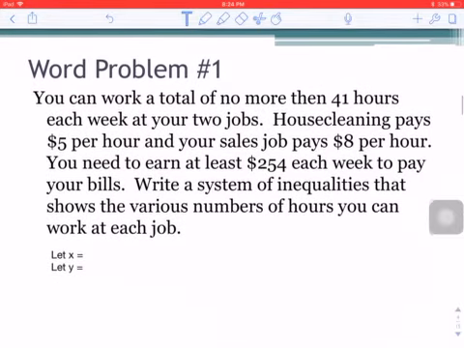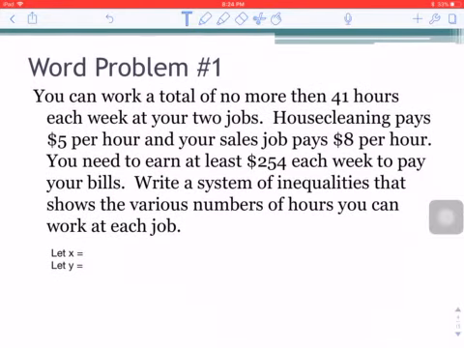Word problem number 1 says you can work a total of no more than 41 hours each week at your two jobs. House cleaning pays $5 per hour and your sales job pays $8 per hour. You need to earn at least $254 each week to pay your bills. Write a system of inequalities that shows the various numbers of hours you can work at each job.